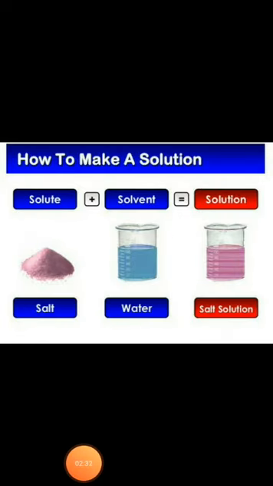Then how to make a solution? We need two substances, one is solute, another one is solvent, then only we can get a solution. For example, a salt solution. If you want to prepare a salt solution, you need two substances: salt, that is the solute particle, and water, which is the solvent. So what is the formula of solution? Yes, very good. Solute plus solvent is equal to solution.